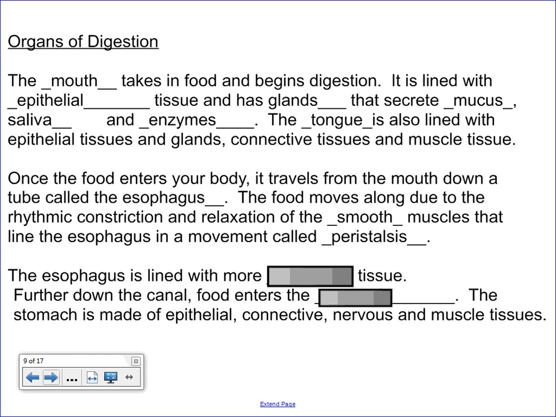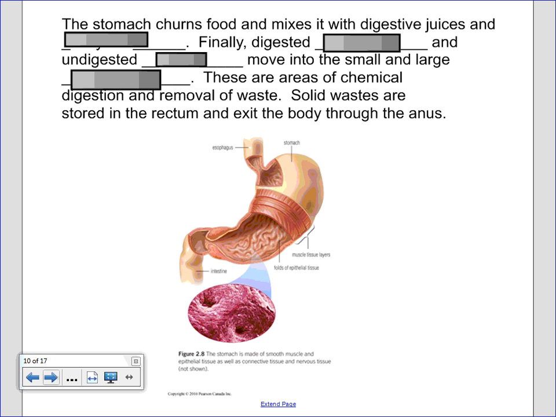The esophagus is also lined with more epithelial tissue. Further down the esophagus, food will enter into the stomach. The stomach is made up of epithelial tissue, connective tissue, nervous, and muscle tissues as well. Within the stomach, food churns and mixes with digestive juices and with enzymes, and so it will digest and break down the food even more.